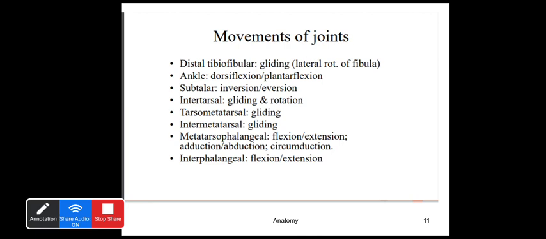And briefly about the other movements and the joints in the foot. What are the joints and what are the movements that take place at each and every joint? So we have the distal tibiofibular joint, which is a syndesmosis, the inferior tibiofibular joint. There is a slight gliding movement, the lateral rotation of the fibula, that takes place at the inferior tibiofibular joint, otherwise called the syndesmosis.